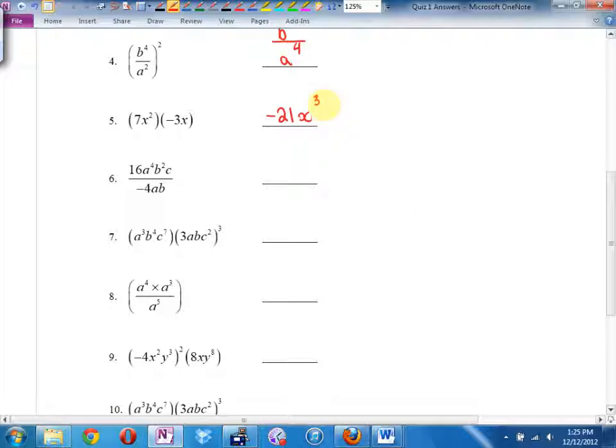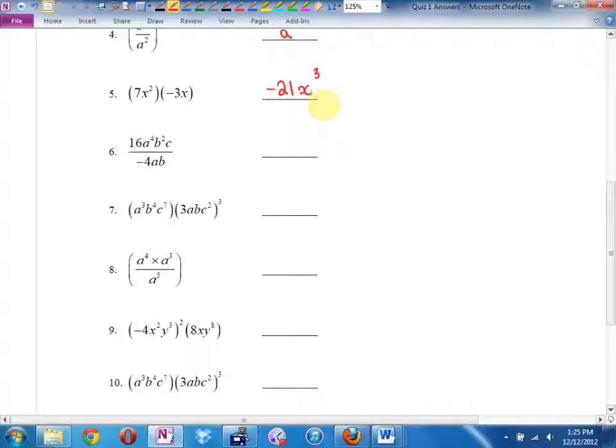Number 6, okay, now this gets a bit more interesting. I'm going to have a negative 4, because 16 divided by negative 4 is negative 4. How many A's on top? 4. How many on the bottom? 1. 3 A's on top. How many B's? 1 B on top, and a C.